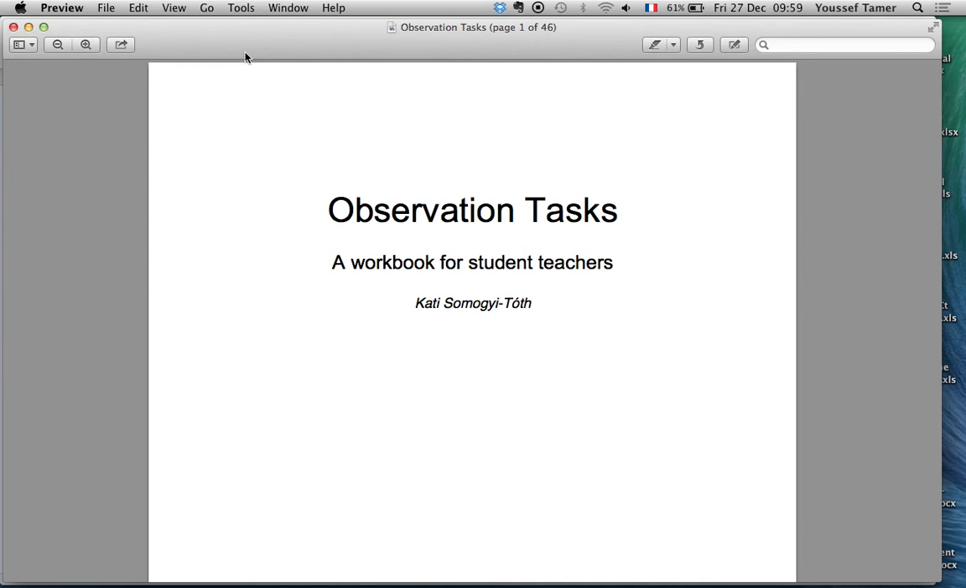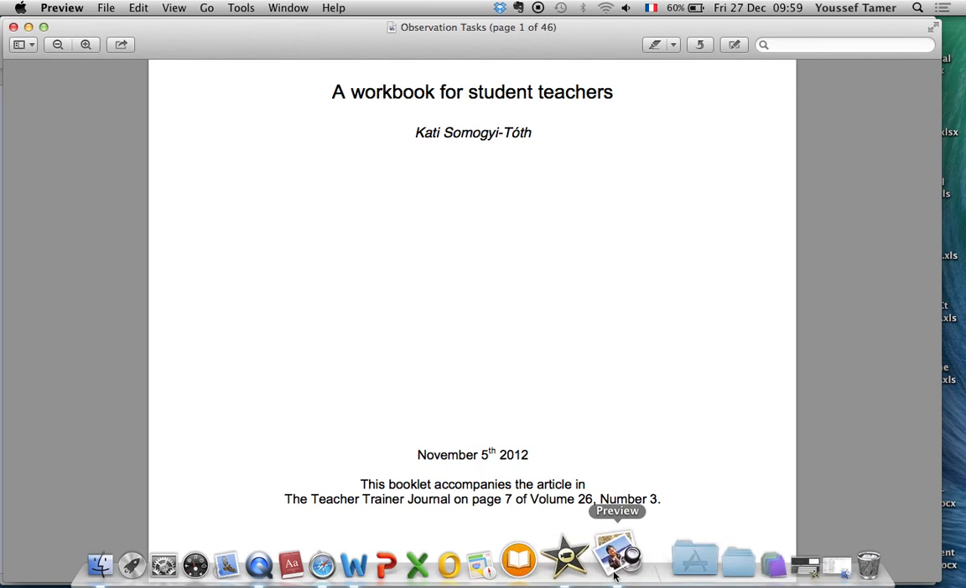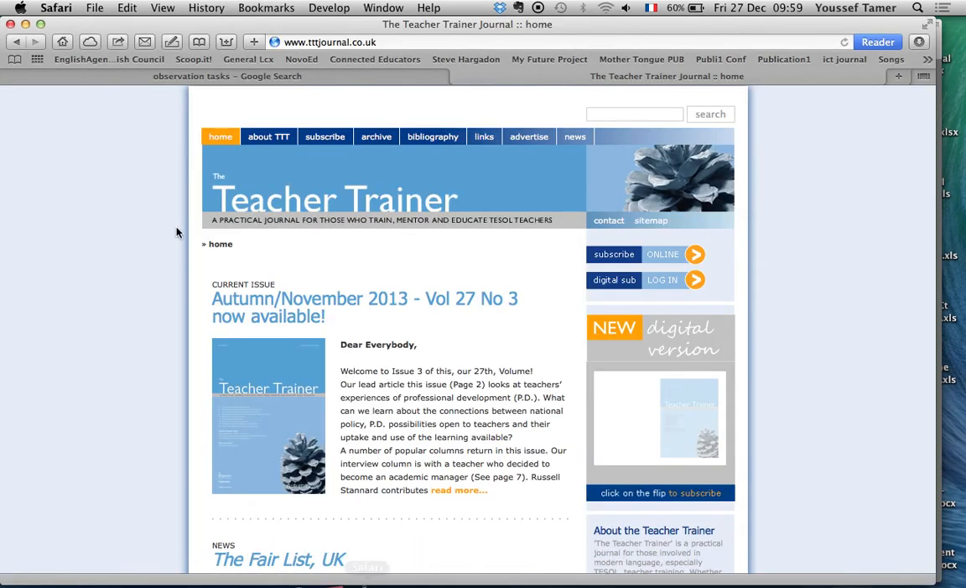So this one is a reference that I found online. It's called Observation Tasks, a workbook for student teachers. It accompanies, as is stated in here, this booklet accompanies the article in the Teacher Trainer Journal on page 7 of volume 26, number 3. And this is the website of this journal. I suppose you know it.